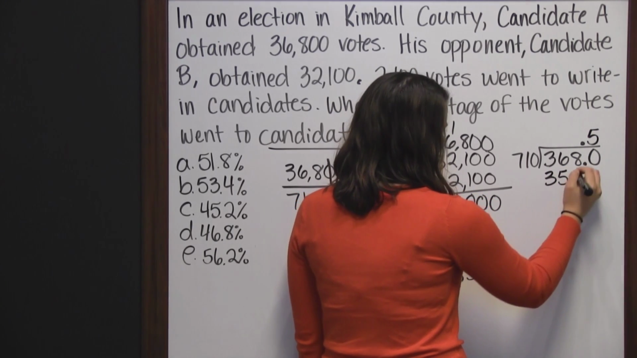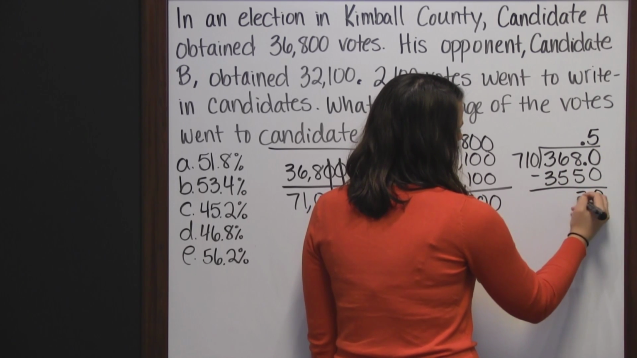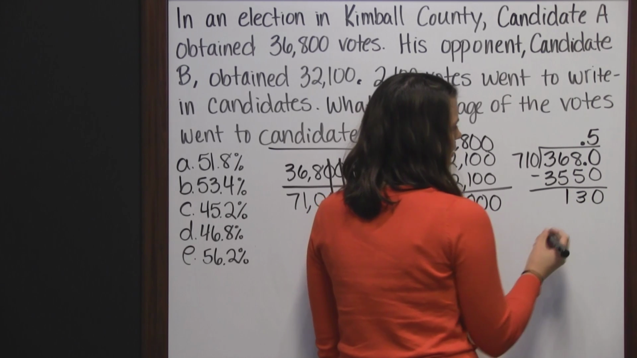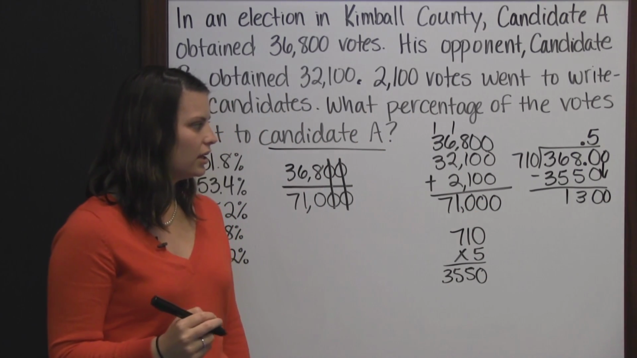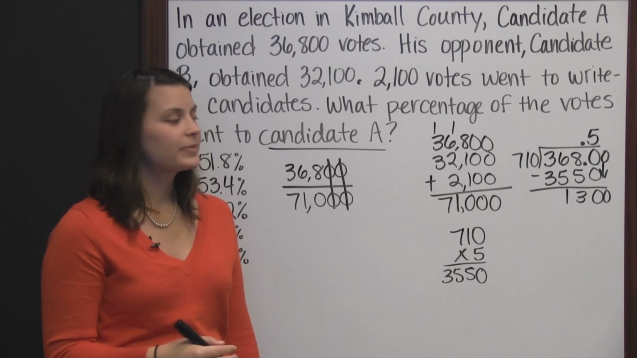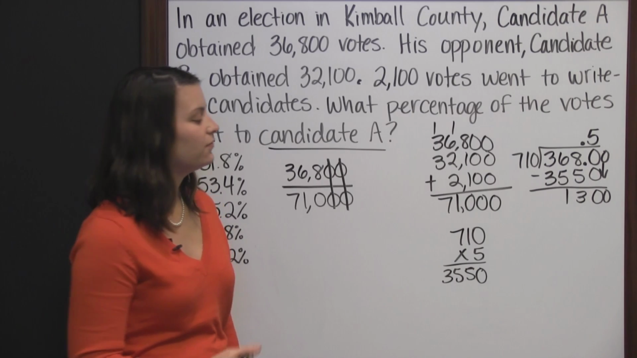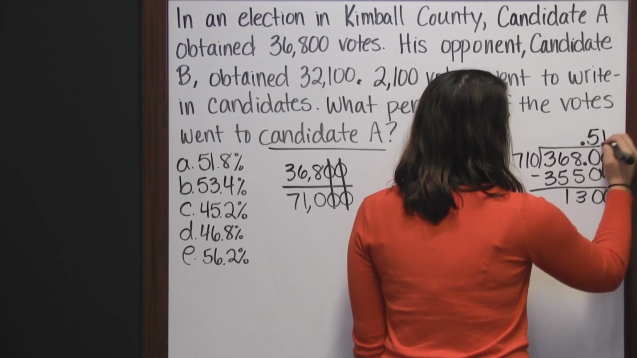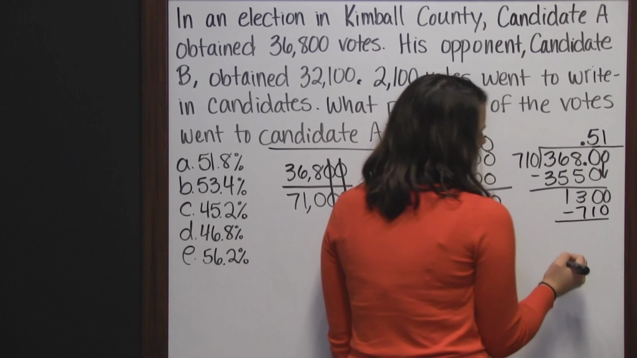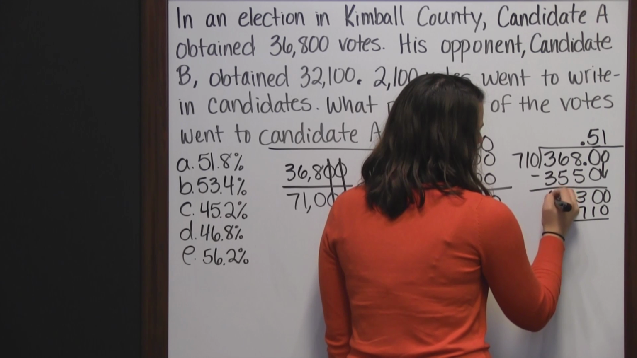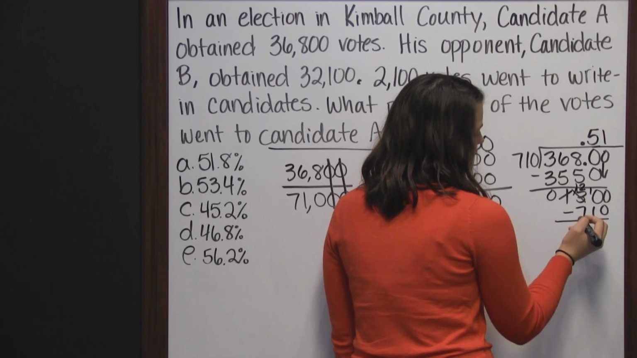We have 3,550. Now we need to subtract, and that's 0, 3, 1, so 130. Then we need to add a 0 and bring it down. 1,300. So 710, and it's only going to go into 1,300 one time because 700 plus 700 would be 1,400, and that's too much. So it's just one time. 710 times 1 is 710. Then we need to subtract. So I'm going to borrow from the 1, that's a 0, that's 13. Borrow from the 13, that's 12, which makes that 10.